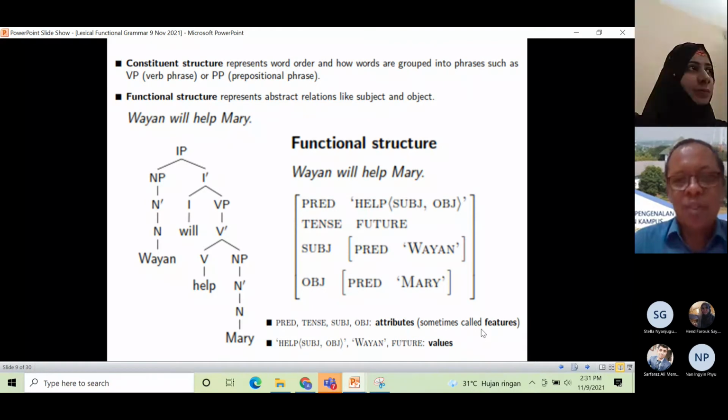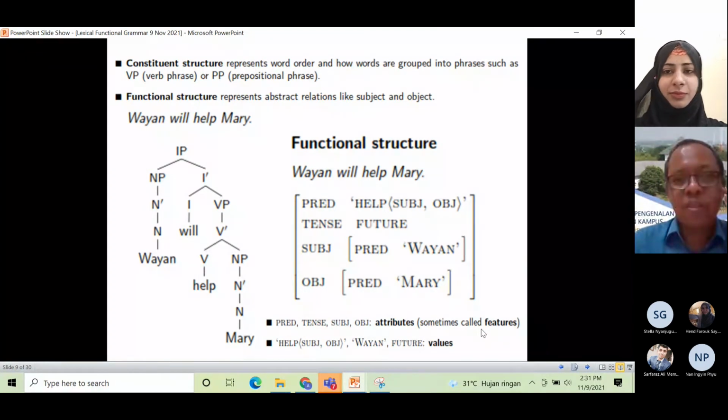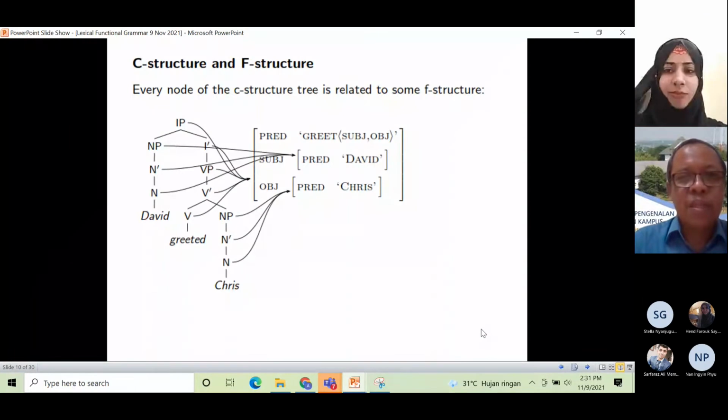I will share this PowerPoint so that you can read and understand, and you can also read Mary Dalrymple's book on lexical functional grammar. If you look here, don't worry about the lines, which may be complicated for you, but it is not. They only describe the relation between the C-structure, or constituent structure, and the F-structure, or functional structure. So you can see, as I mentioned earlier, that there is a cross-reference relation between constituent structure and functional structure.